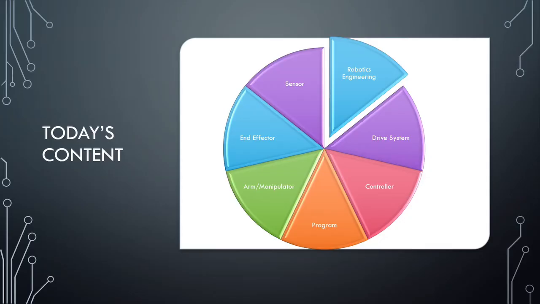This week we're going to look at the different components of robots a little bit more in detail. Those components include the drive system, the controller, the program, the arm or the manipulator, the end effector, and the sensor. All of those are typical components that would go into most, if not all, robots. So we'll break those down in a little bit more detail and understand all of those pieces that fit together to make a complete system, the complete system of a robot.